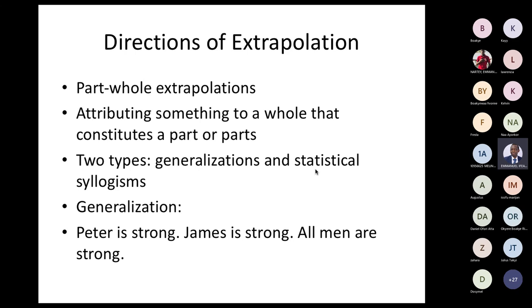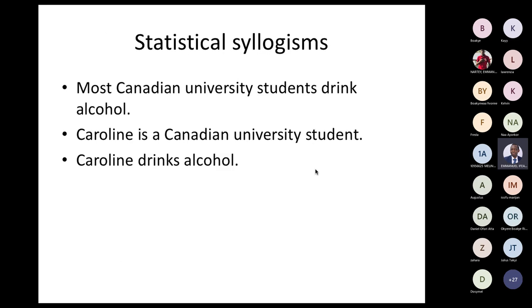You have part-to-whole extrapolations: attributing something to a whole that constitutes a part or parts. Now, we have two types of part-to-whole extrapolations: generalizations and statistical syllogisms. Generalization is when you make a general conclusion from premises talking about particular things. Peter is strong, James is strong, all men are strong. That's a generalization. Then you have statistical syllogisms.